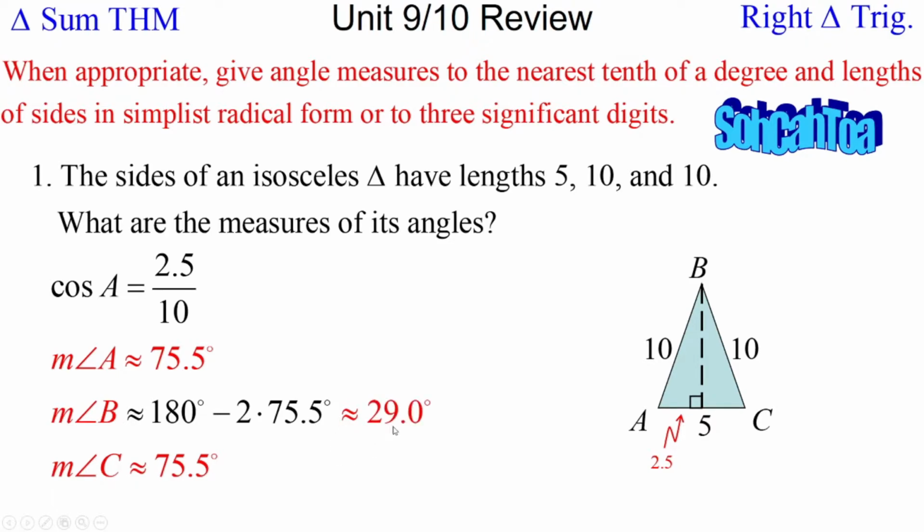And I did that as 29.0 because they want this to the nearest tenth. And if you had a 29.0 and you gave me just 29 degrees, that would be fine with me for full credit. All right, so that's number 1. Hope you guys enjoy this stuff. Right triangle trigonometry, man, when you have right triangles, it's great stuff.